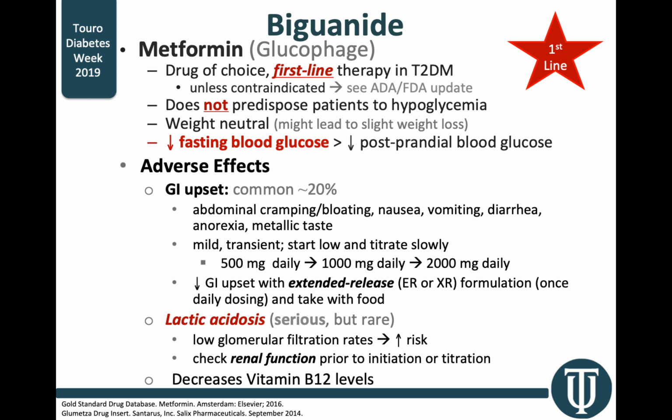Also, the other serious but rarely happening side effect is lactic acidosis. For those whose kidneys are not working so well, that might increase the risk of lactic acidosis. For this reason, whenever we initiate or titrate the dose, we always need to check the patient's renal function. The other side effect is a slight decrease in the patient's vitamin B12 level, so we might have to check the patient's level after starting metformin.